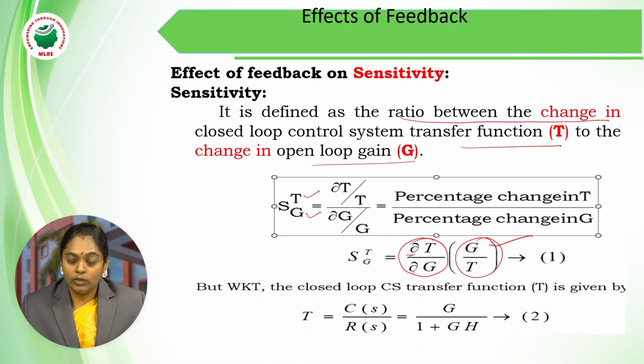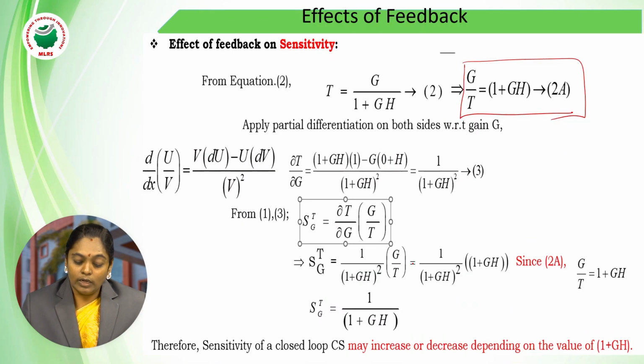Along with this, I need to calculate the other parameter, ∂T/∂G. In order to perform that, as it is in the form of U by V, we need to apply partial differentiation and the formula for differentiation of U by V, which is V into differentiation of U minus U into differentiation of V, divided by V square.